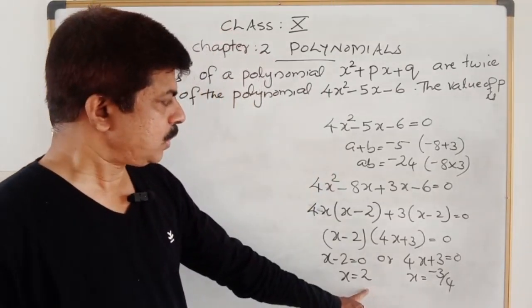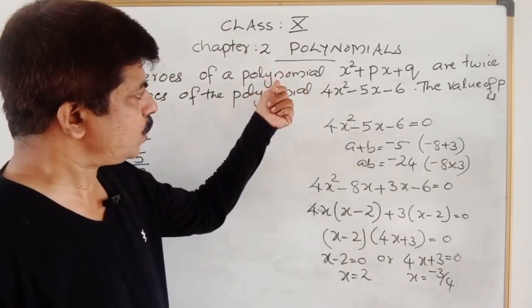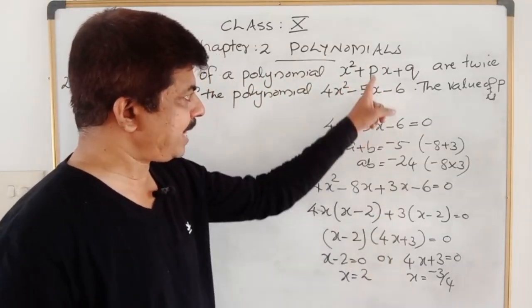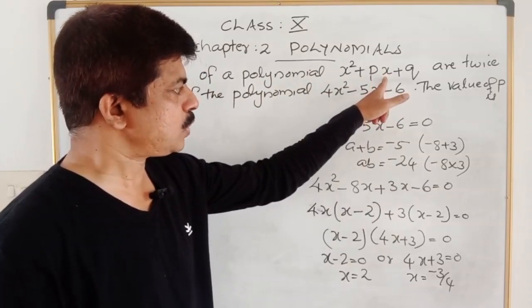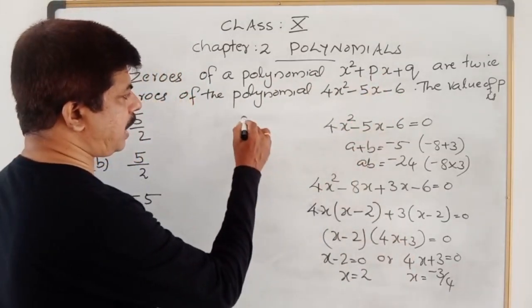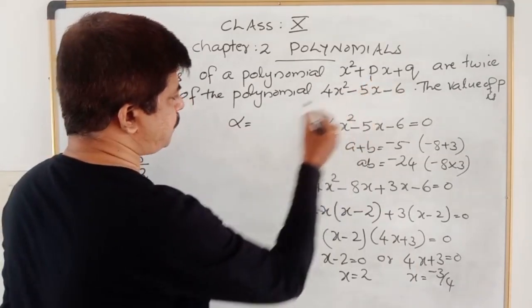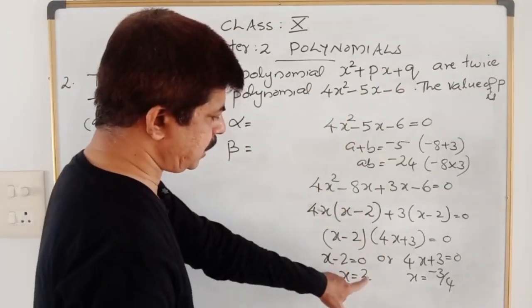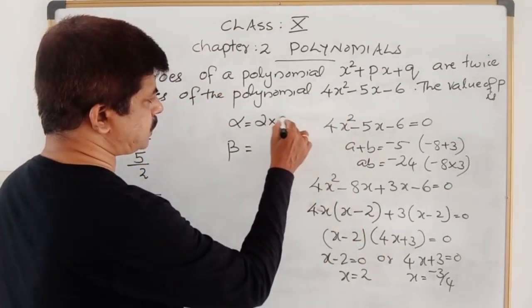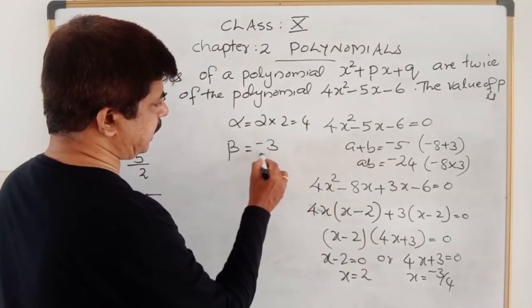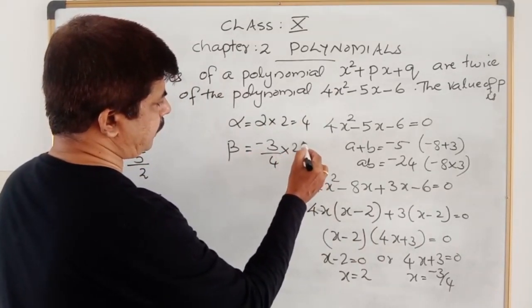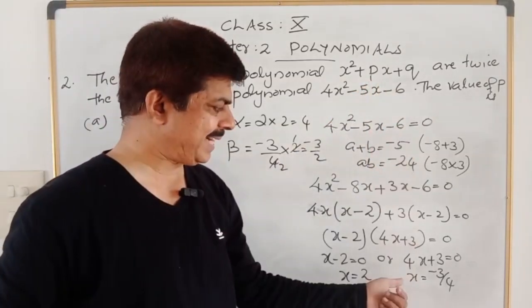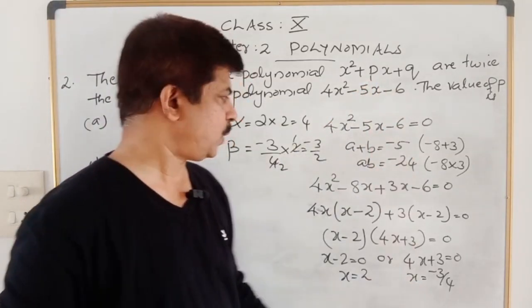We got the zeros of this polynomial, but according to the question, the zeros of this polynomial are twice the zeros of this polynomial. So let us take the zeros of these two polynomials as alpha and beta. We take twice of the zeros we found. Twice of 2 is 4, and negative 3 by 4 into 2, we get negative 3 by 2. So we got the zeros of the first polynomial. We have taken twice the zeros of the second polynomial.